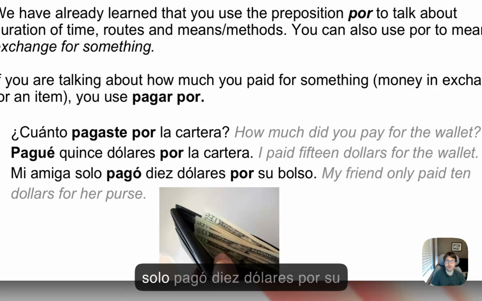Oh, mi amiga solo pagó $10 por su bolso. And so you can see por la cartera, por su bolso. We use por.